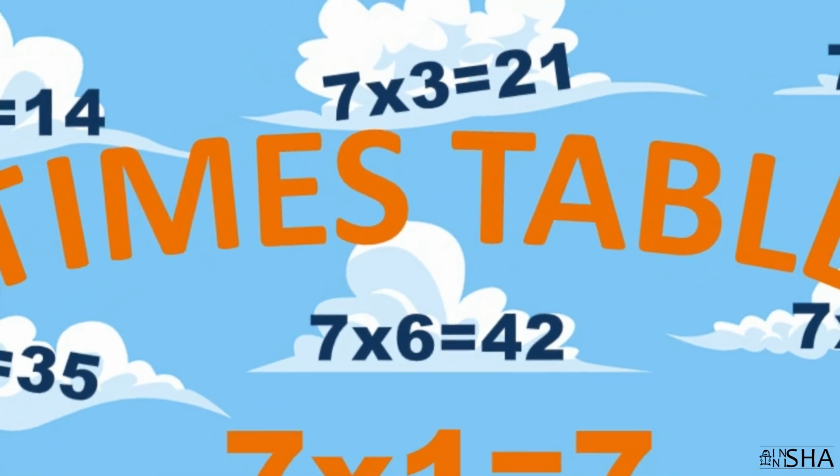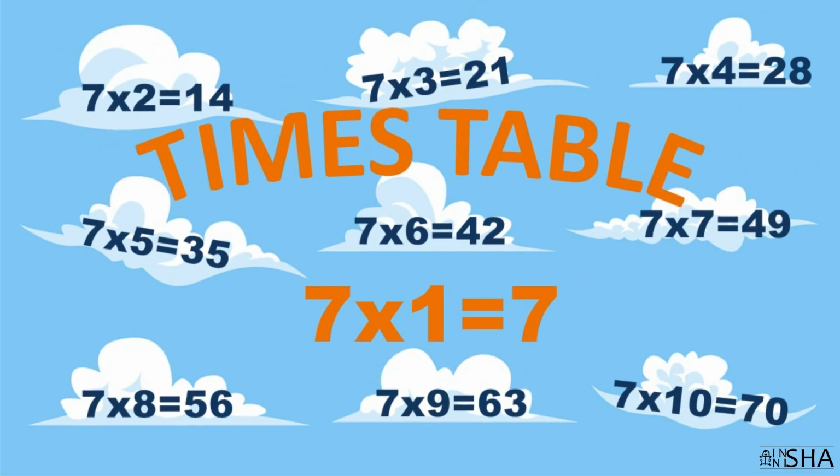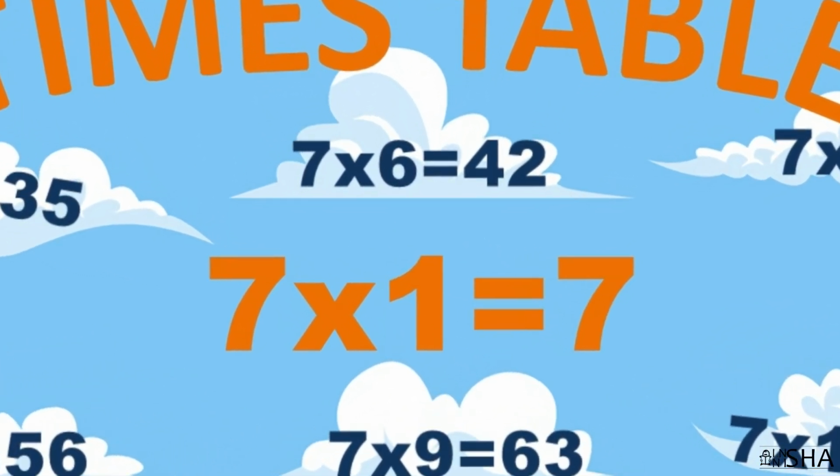First, let's take a look at the 7 times table. Hickory dickory dock, the mouse ran up the clock.